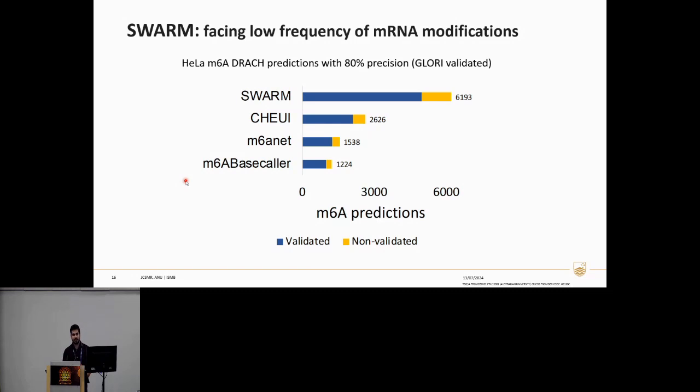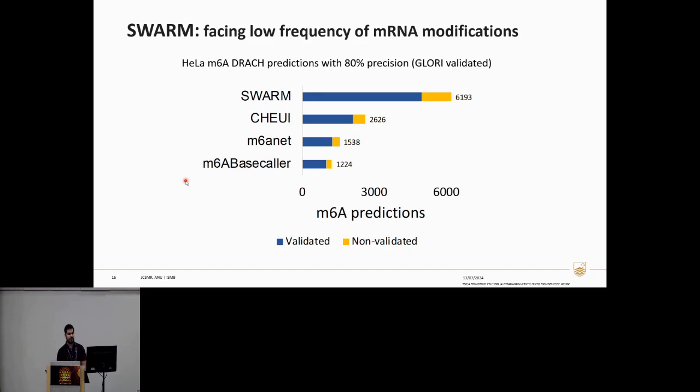And when we fix this precision to 80%, we can see that Swarm is able to recover much more sites. Essentially, if you apply each of these tools on the same sample and you want to have the same stringency, same precision, Swarm will give you much more sites with the same level of confidence.